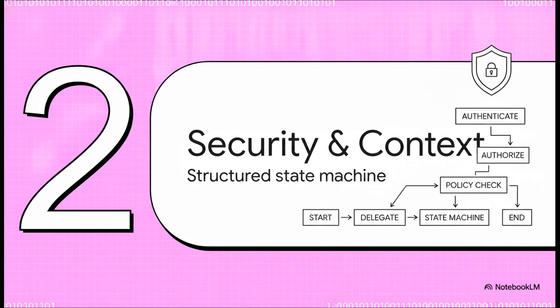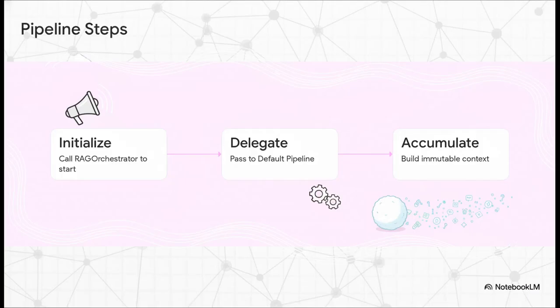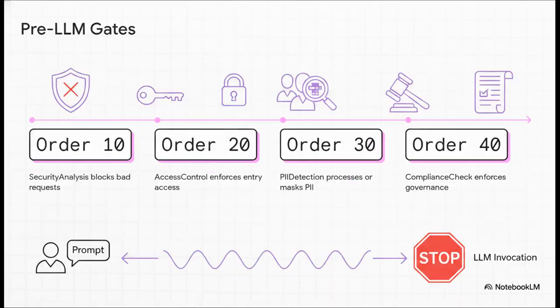Which brings us to Section 2, Security, Policy, and Context. So once that request is securely handed over, it enters a highly structured state machine. Your application first calls the RAG orchestrator, which, by the way, despite the name, coordinates a whole lot more than just RAG. It then delegates to the default orchestration pipeline. This pipeline sorts every available step by ascending order. And as it moves forward, it copies request metadata and policy into an immutable pipeline context. I like to think of it as a snowball. It's just rolling along, safely accumulating processed queries, histories, and intents step by step.